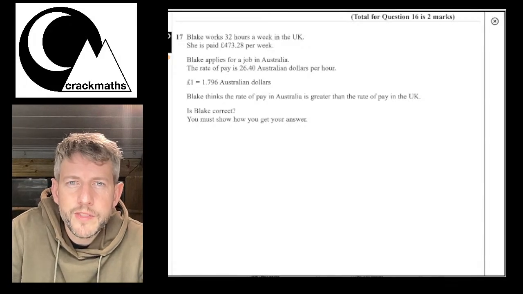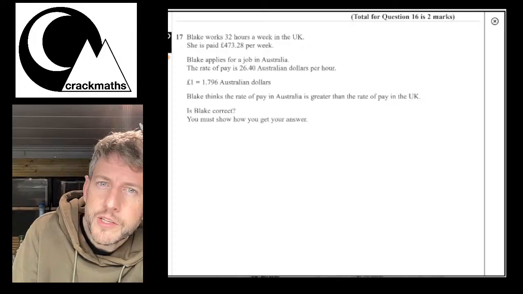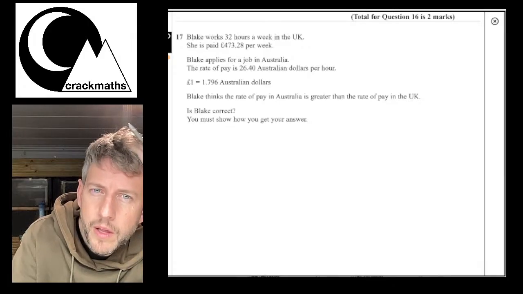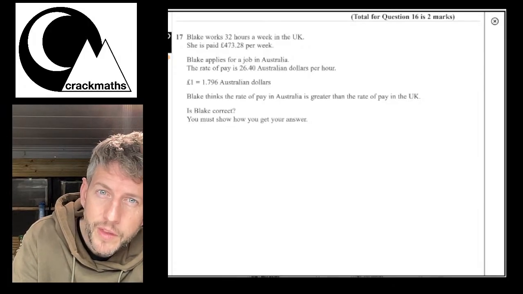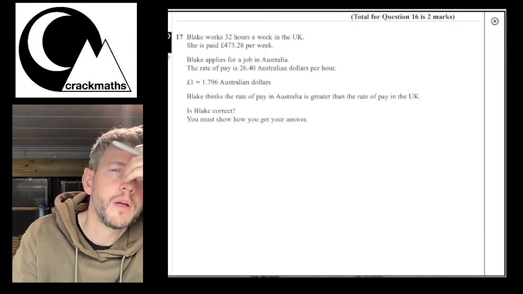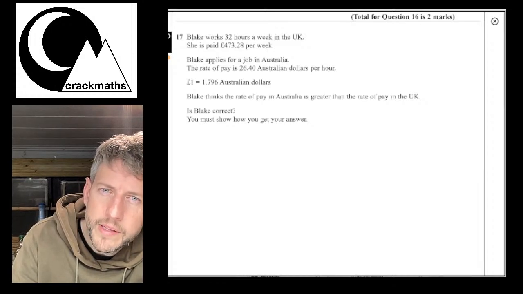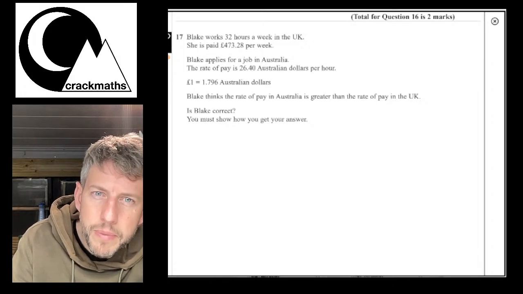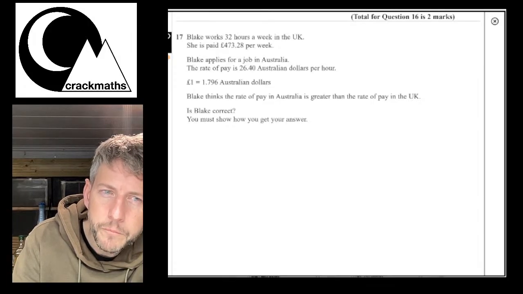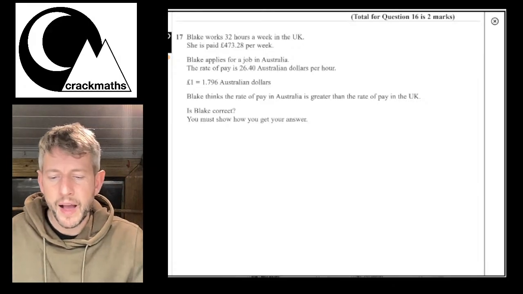So Blake works 32 hours a week in the UK. She is paid £473.28 per week. Blake applies for a job in Australia. The rate of pay is 26.4 Australian dollars per hour. £1 is equal to 1.796 Australian dollars. Blake thinks the rate of pay in Australia is greater than the rate of pay in the UK. Is Blake correct? Okay, so we need to work out how much Blake earns per hour in the UK.